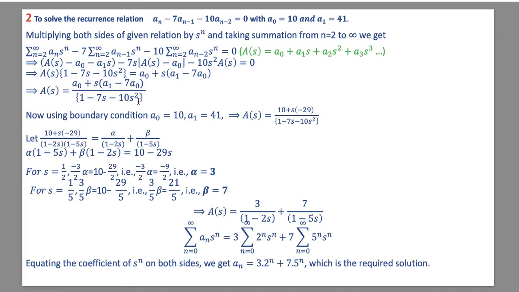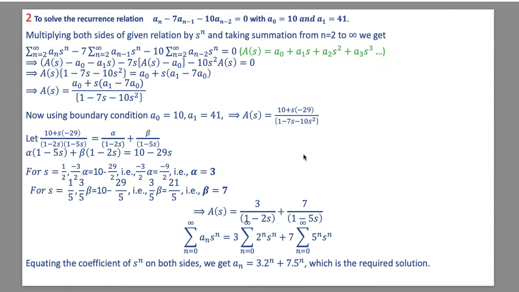Now the given boundary conditions are a0 equal to 10 and a1 equal to 41. If we substitute a0 equal to 10 and a1 equal to 41, we get A(s) equal to a0 is 10 plus s, a1 is 41 minus 7 into 10. 7 into 10 is 70. Means 41 minus 70 is minus 29. And in the denominator 1 minus 7s minus 10s square.